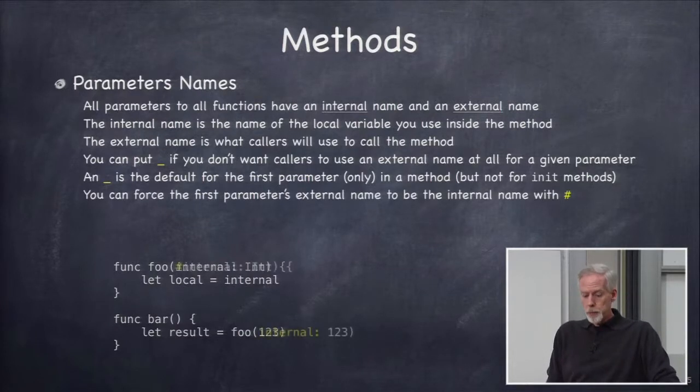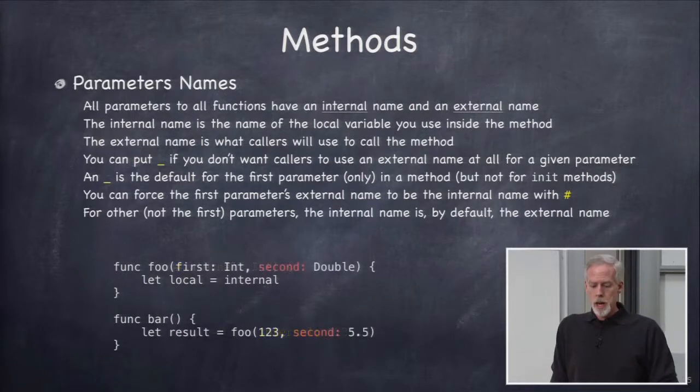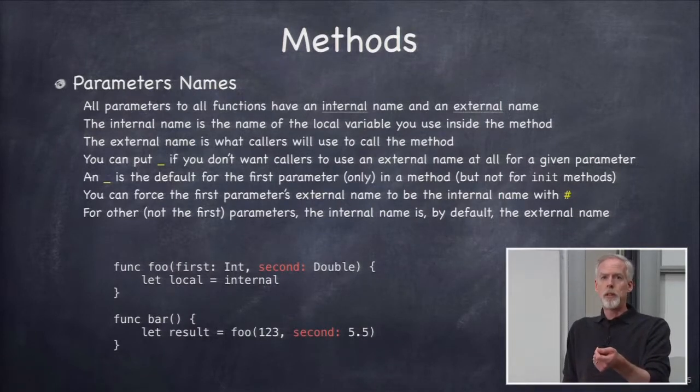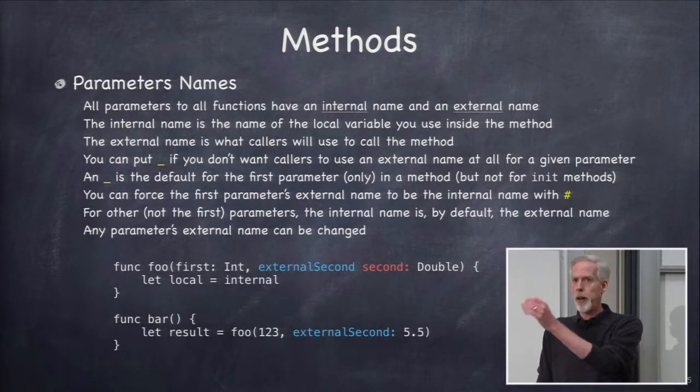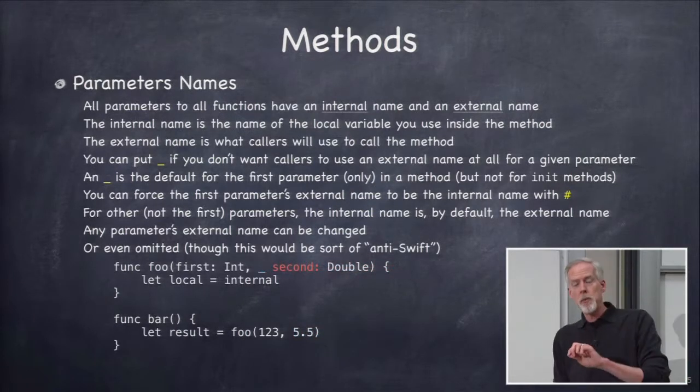Now, if you don't want that to be the default, you can force the first one to be required by putting a pound sign there, a little hashtag. And that makes it so you have to say internal colon. For other parameters, not the first parameter, the internal or external name is mandatory. You can have the external name be different for any parameter, not just the first one. And you can put the underbar in there and make it so even the second one has no parameter name.